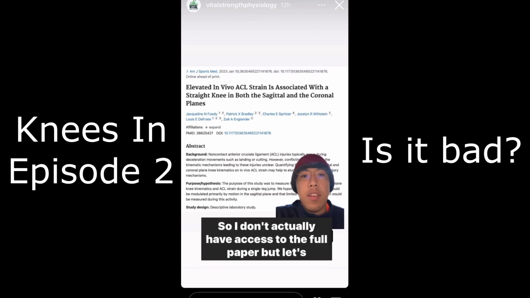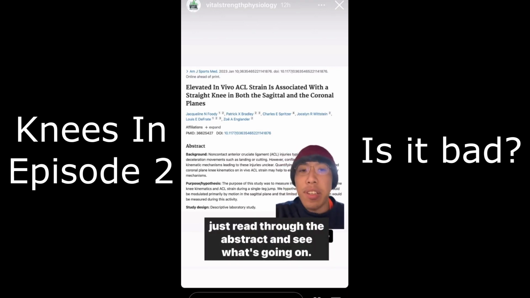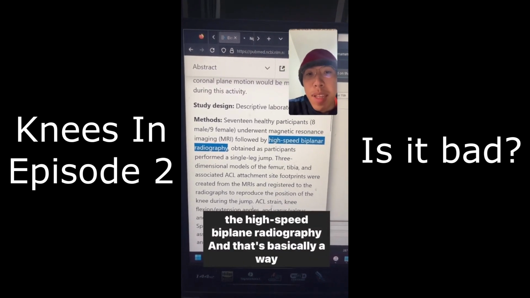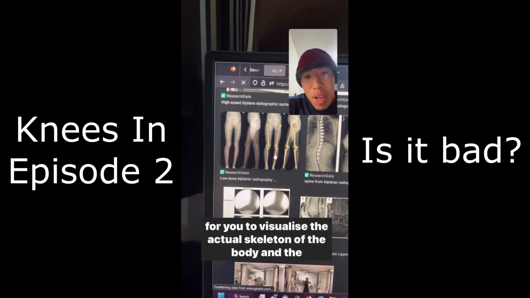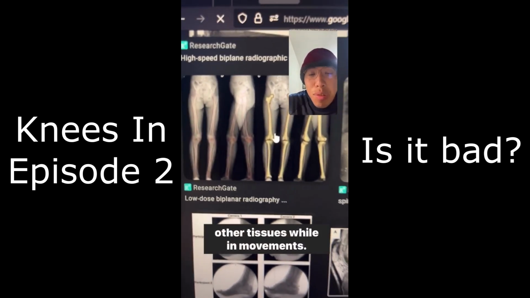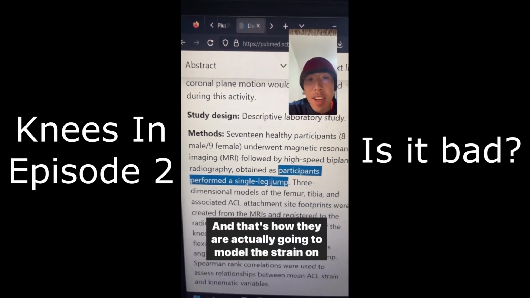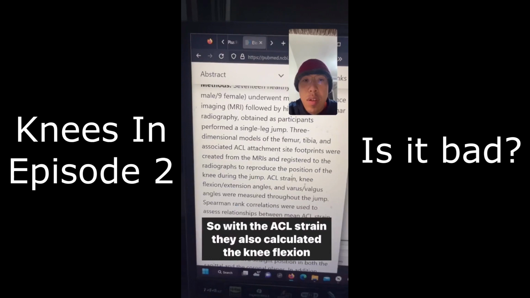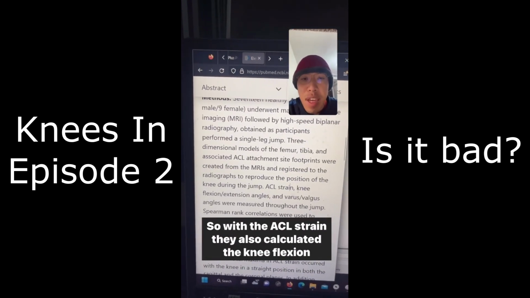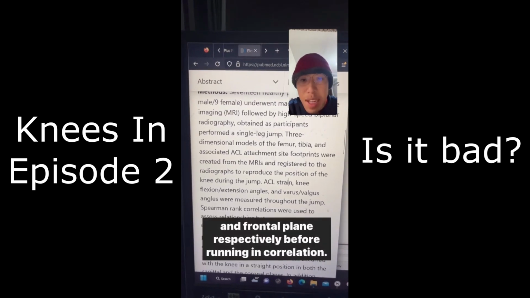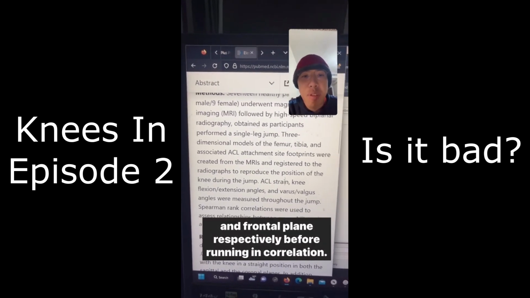So I don't actually have access to the full paper, but let's just read through the abstract and see what's going on. One of the really cool things in this study is that they used a high-speed biplane radiography, and that's basically a way for you to visualize the actual skeleton of the body and the other tissues while in movements. And that's how they're actually going to model the strain on the ACL in the actual movements of interest. So with the ACL strain, they also calculated the knee flexion extension angles and the various valgus angles in the sagittal and frontal plane, respectively, before running a correlation.